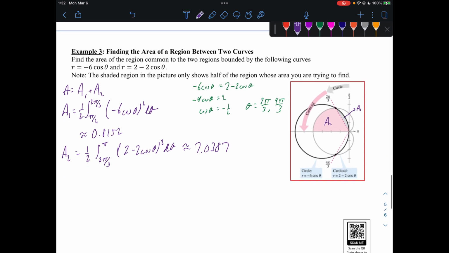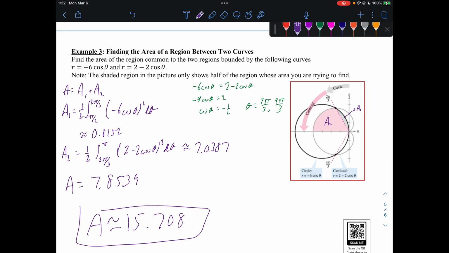So the area of this top half is going to be those two added together. So 0.8152 plus 7.0387 is 7.8539. But again, remember, that's just half of it, so we've got to double it. So our final answer here is going to be approximately 15.708 units.